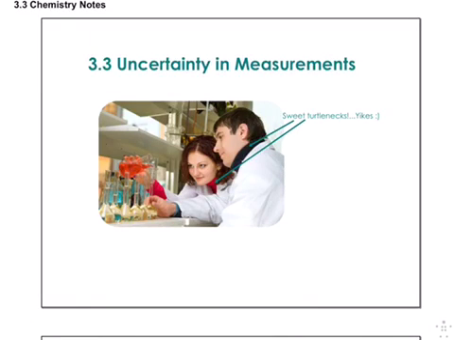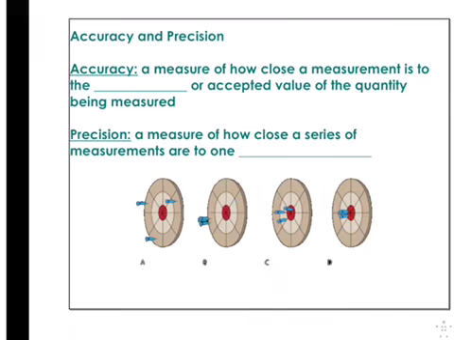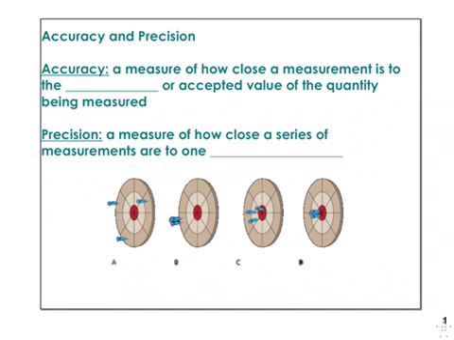So we are going to look at when we take measurements. In everyday language, the terms accuracy and precision get thrown about interchangeably. However, in science, they mean two different things. Accuracy refers to a measure of how close a measurement is to the target number, or like the bullseye. Sometimes we call that the accepted value of the quantity being measured.